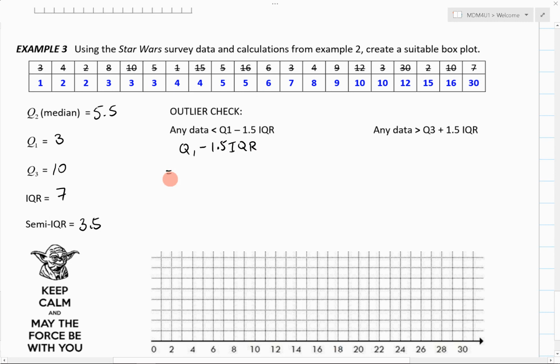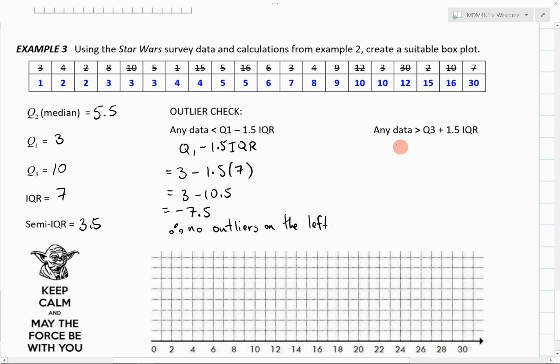So Q1 is 3, right? So 3 minus 1.5 times 7. That's 3 minus 10.5, which is equal to negative 7.5. Because it's a negative value, there are no outliers on the left.